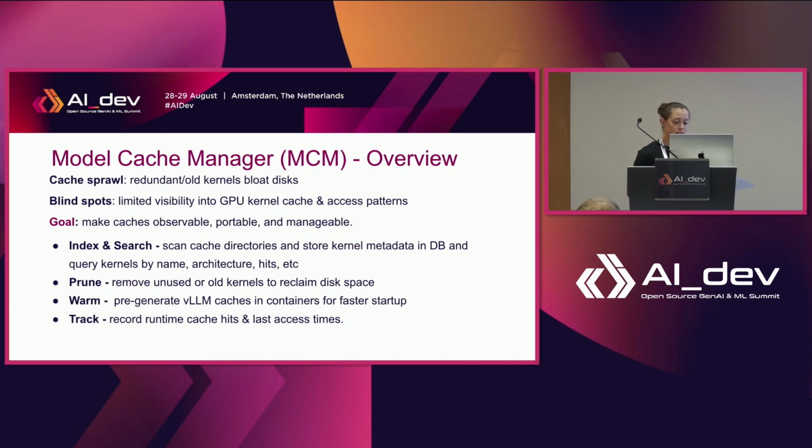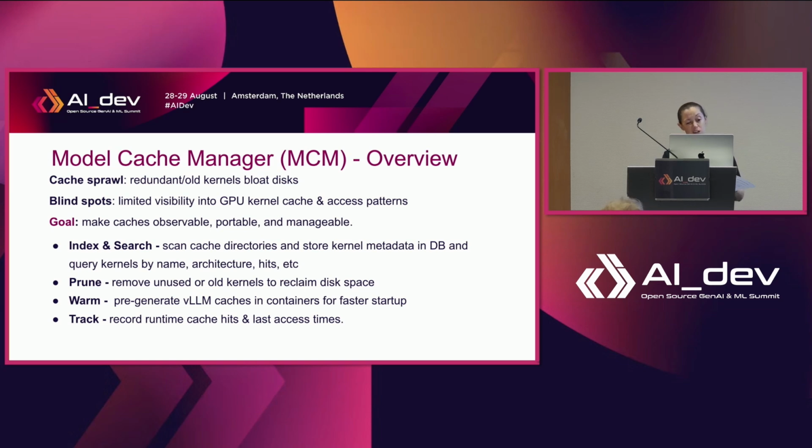It also provides you with the capability of what we call cache warming, which is essentially taking a vLLM model, pre-generating all of the caches for it in a container, which can then be reused again for faster startup in your environments. And the last thing is it builds in some observability for you, so you can actually record the runtime cache hits and the last access times and so on, and track the actual real cache usage for each of these GPU kernels.